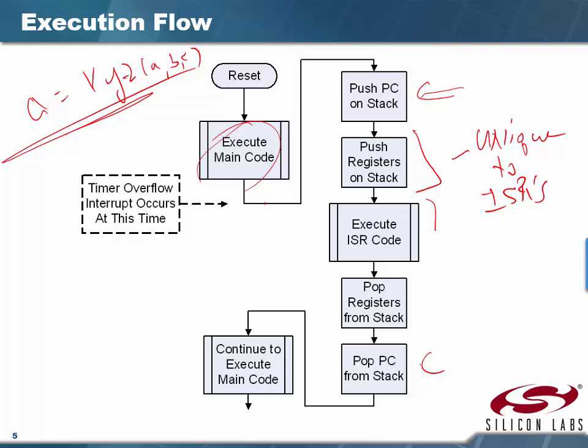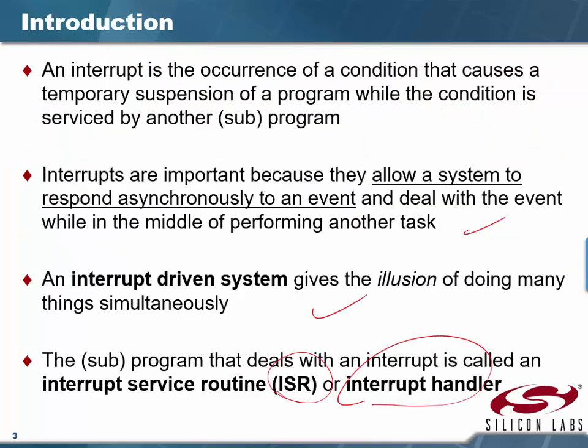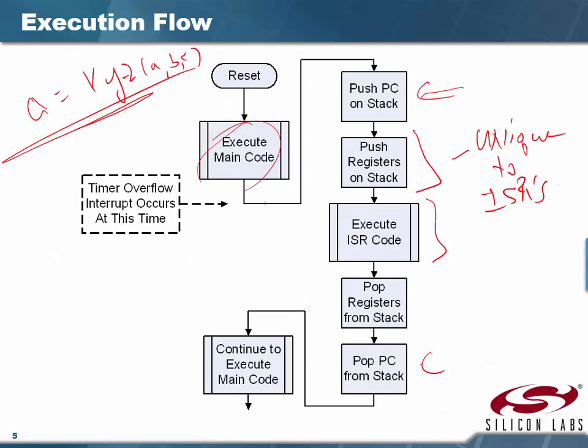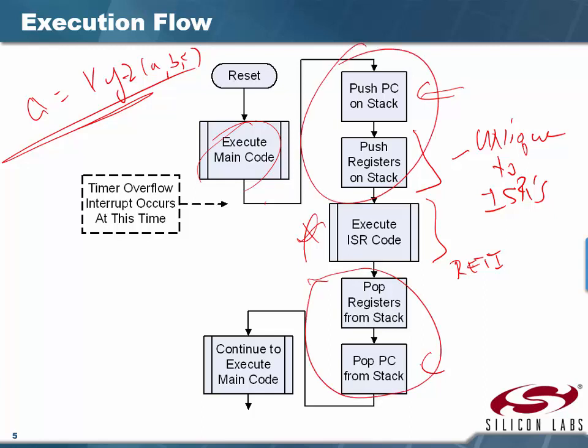Then this is our code that we write. This is our interrupt service routine. This is the code that we write to service our interrupt. When our interrupt is done and we come across our RTI, or the end of our interrupt service routine in C, then we pop that. Now this here and this here, we don't have to include in our code. That is done automatically. We only worry about writing the ISR.